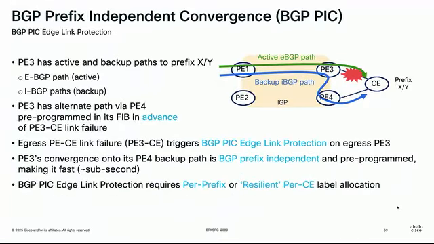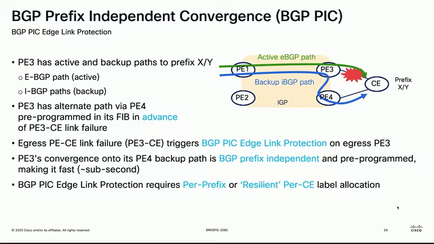The next one is BGP PIC edge link protection. Both flavors of PIC, in principle, would program the backup path. So in this case, when I have an outage between my egress PE3 and the CE link, the traffic switching will happen on PE3.